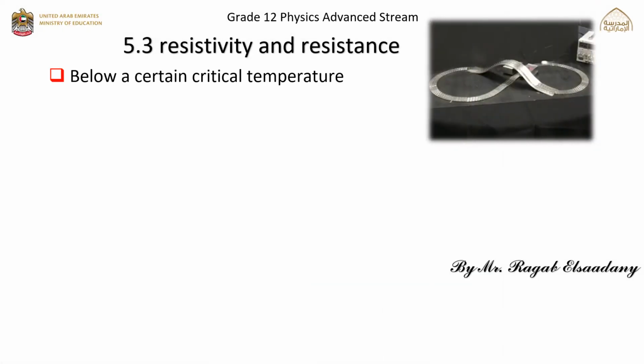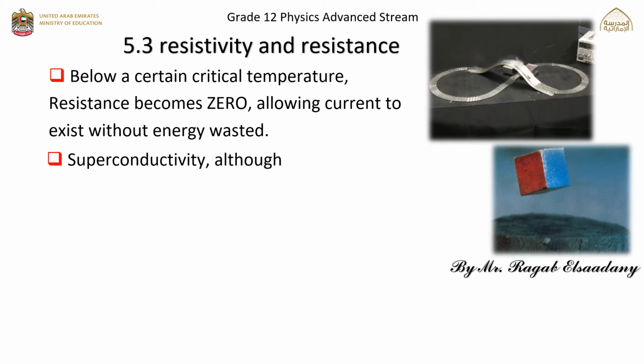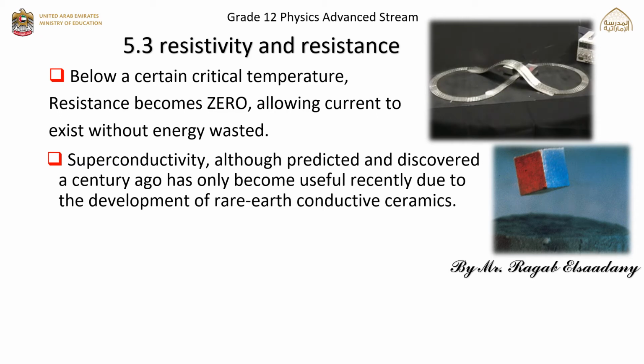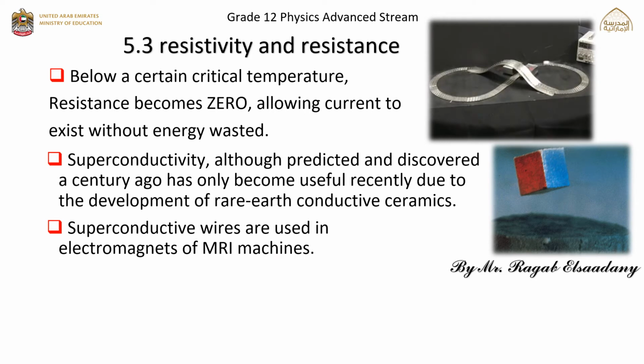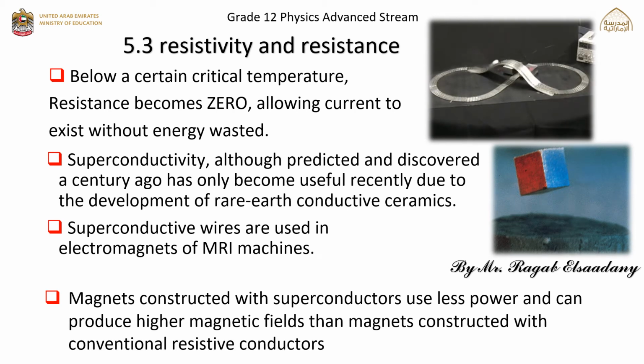Below a certain critical temperature, resistance becomes zero, allowing current to exist without energy wasted. Superconductivity, although predicted and discovered a century ago, has only become useful recently due to the development of rare earth conductive ceramics. Superconductive wires are used in electromagnets of MRI machines. Magnets constructed with superconductors use less power and can produce higher magnetic fields than magnets constructed with conventional resistive conductors.